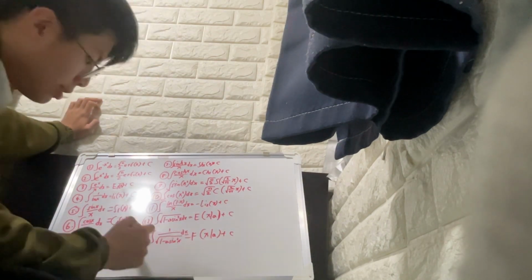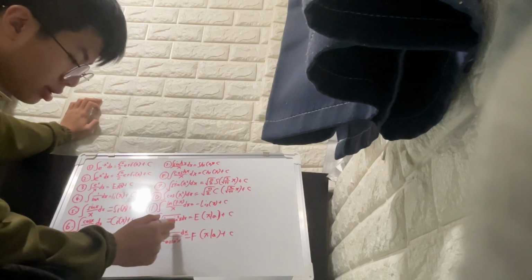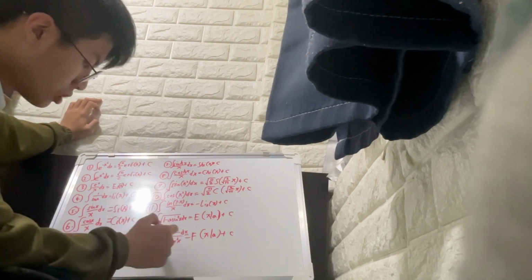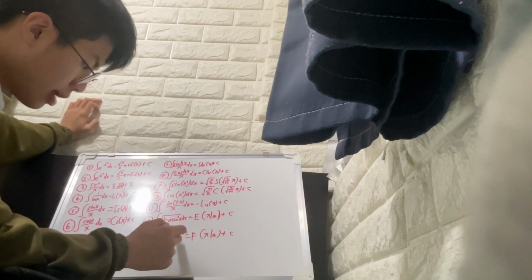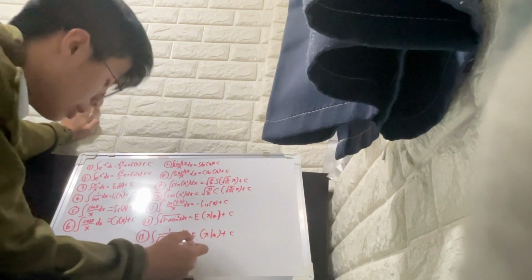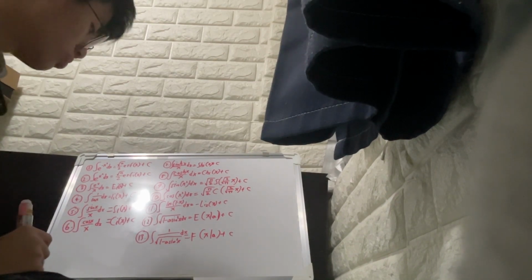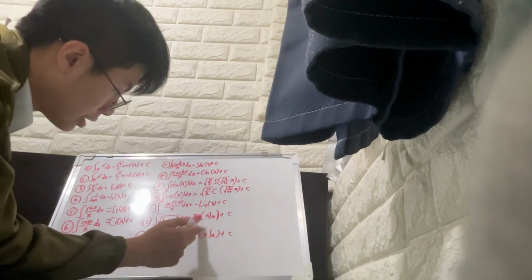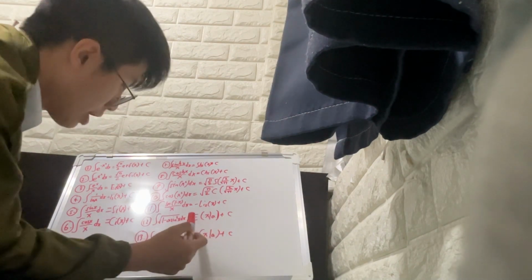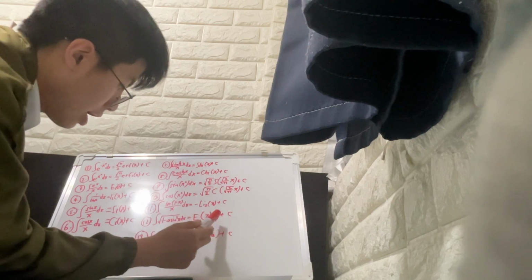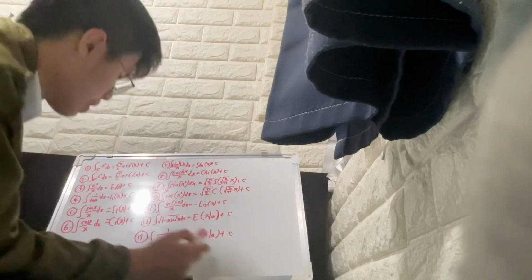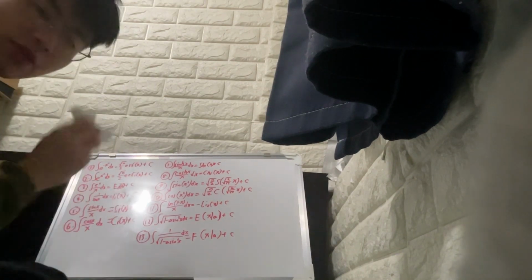And number 13 this time is different. 1 over square root of 1 minus a sine squared x is equal to the elliptic F of x vertical bar a. How to pronounce this, I don't know that much, but I like to pronounce this as E of x a, and F of x a. Just stop it.